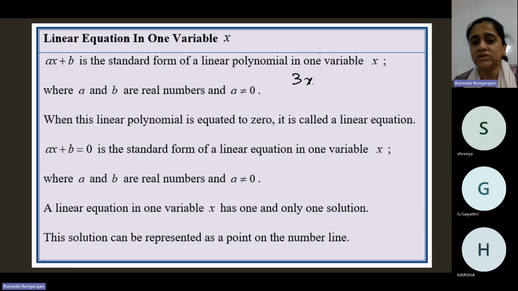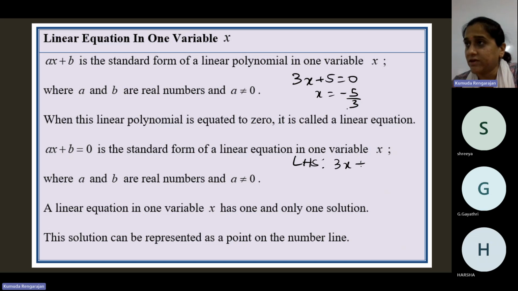Upon solving this equation, 3x plus 5 is equal to 0, we get x is equal to minus 5 by 3. So here minus 5 by 3 is called the solution or the root of the linear equation. All right. So what does that mean? So take up the LHS of the equation, 3x plus 5. Now in place of x, use the value of x, minus 5 by 3, which we call the root or solution.